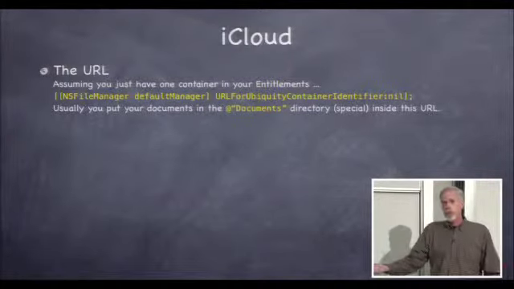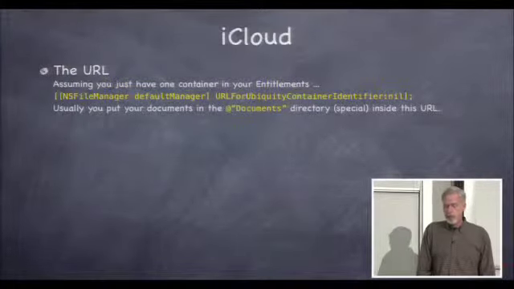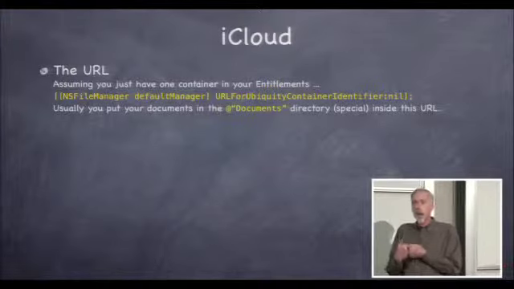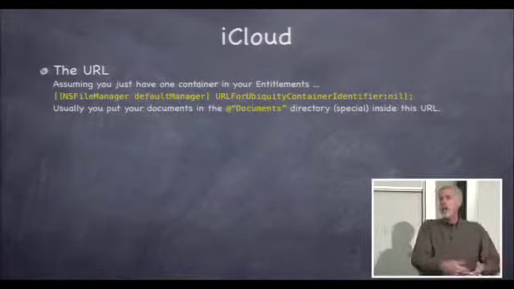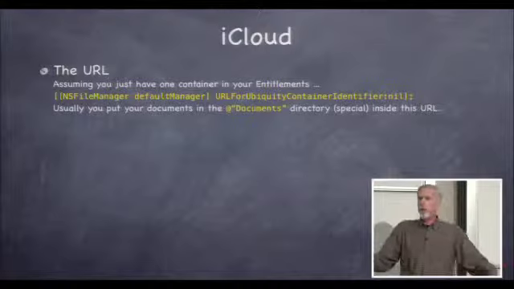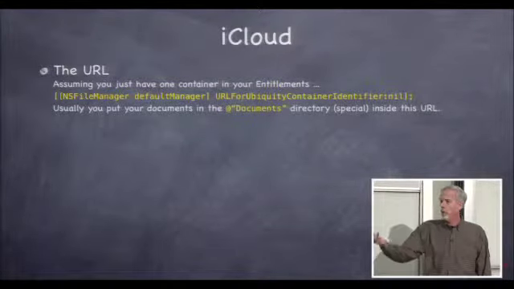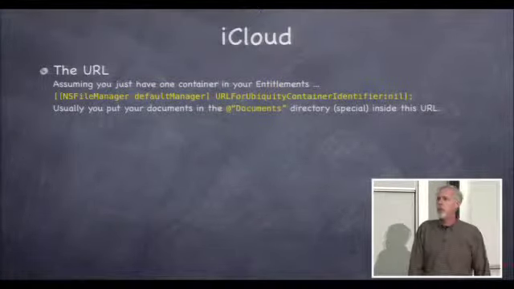But normally you're going to just pass nil here as the ubiquity container identifier, and this call is going to give you back a URL. And this URL is a place in the cloud where you can create files. Okay? And if you create a file there, then you'll see it on other devices that are running your app.